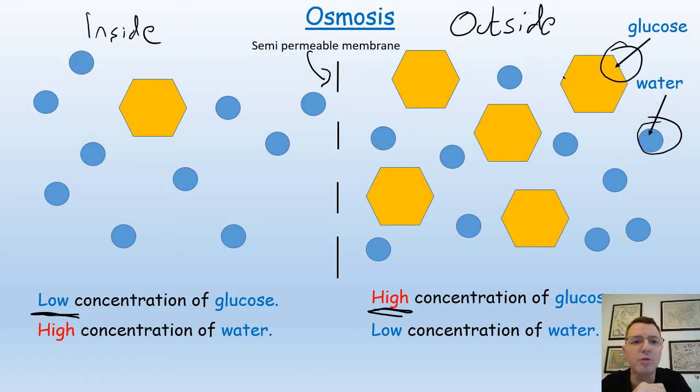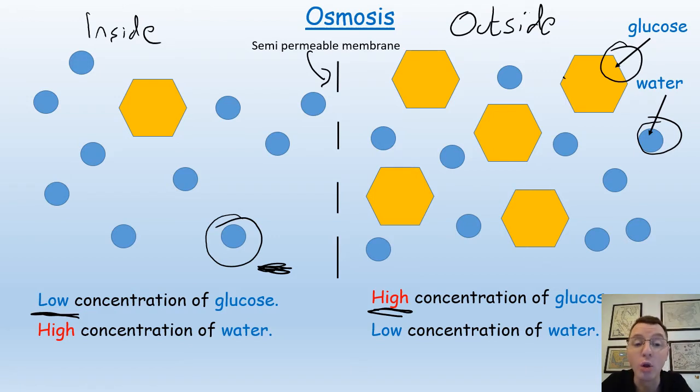So how else can we try and make the concentrations both inside and outside the cell equal? Well, one of the ways that we can try and make the concentrations equal is to consider the movement of water. If this side gains water, it will become more and more dilute, and the concentration of water will become less and less inside the cell.